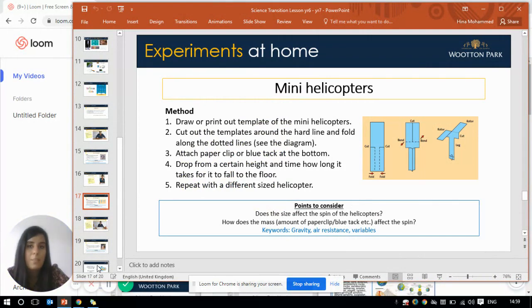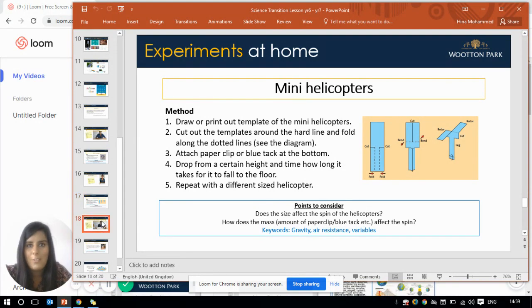Again, you've got a written method available here, along with the technique of how to fold it with this diagram. So some of the questions for you to consider here are, does the size affect the spin of the helicopter? How does the mass, so the amount of paper clips you use or the amount of blue tack you use, affect the spin? And some keywords for you to use are things like gravity, air resistance, and variables.